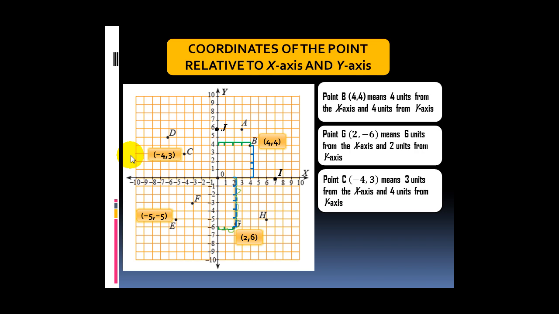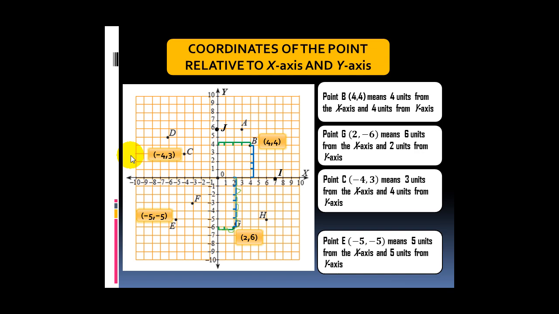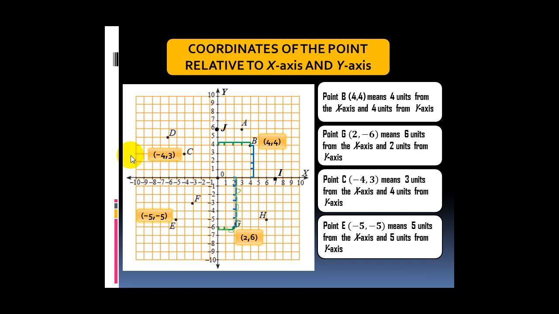And then the last point E with the coordinates -5, -5. It means 5 units from the x-axis and 5 units from the y-axis. So we can conclude that the distance of any point from the x-axis and y-axis is always a positive number. Always positive.